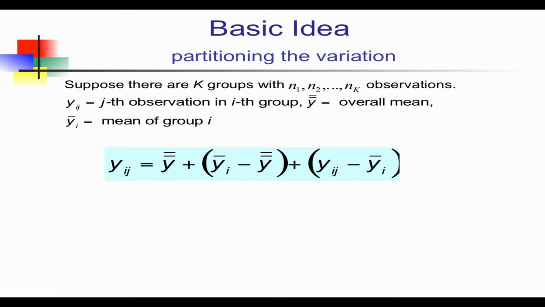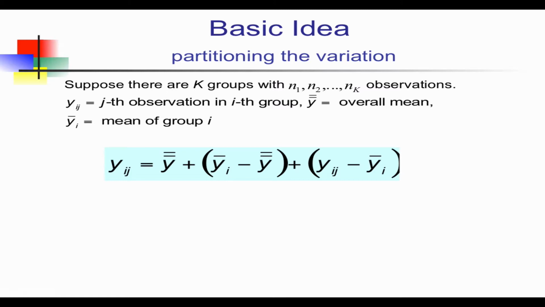So we do use this notation Y_ij. For each Y_ij, what we do for ANOVA is put it into three components. The first component is called Y double bar, the second component is Y_i bar minus Y double bar, and the last component is Y_ij minus Y_i bar.